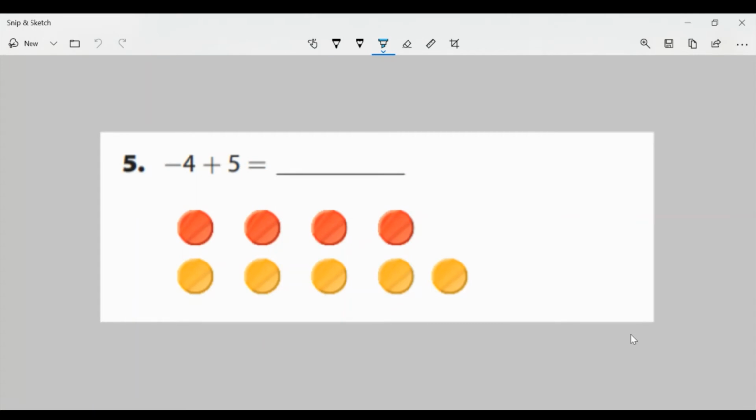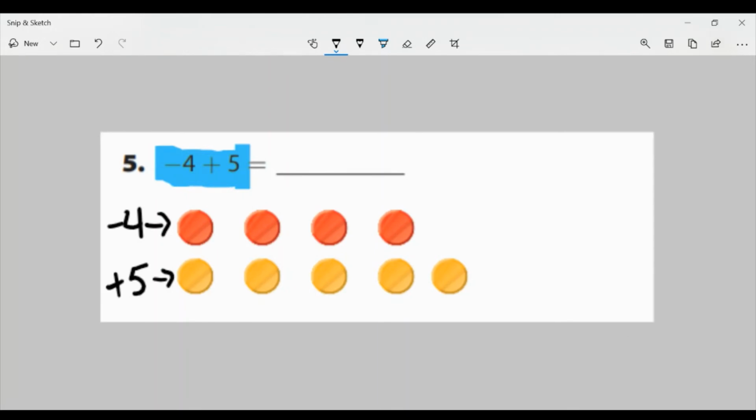All right, so on this next section, they want us to circle the 0 pairs and then find the sum. Okay, and we're still on page 16. So let's look at the equation. We have negative 4 plus 5, right? They already have our counters set up. The negative 4 is represented by these 4 negative counters, right? And our positive 5 is represented by 5 positive counters. Okay, so these are our positive, these are our negatives.